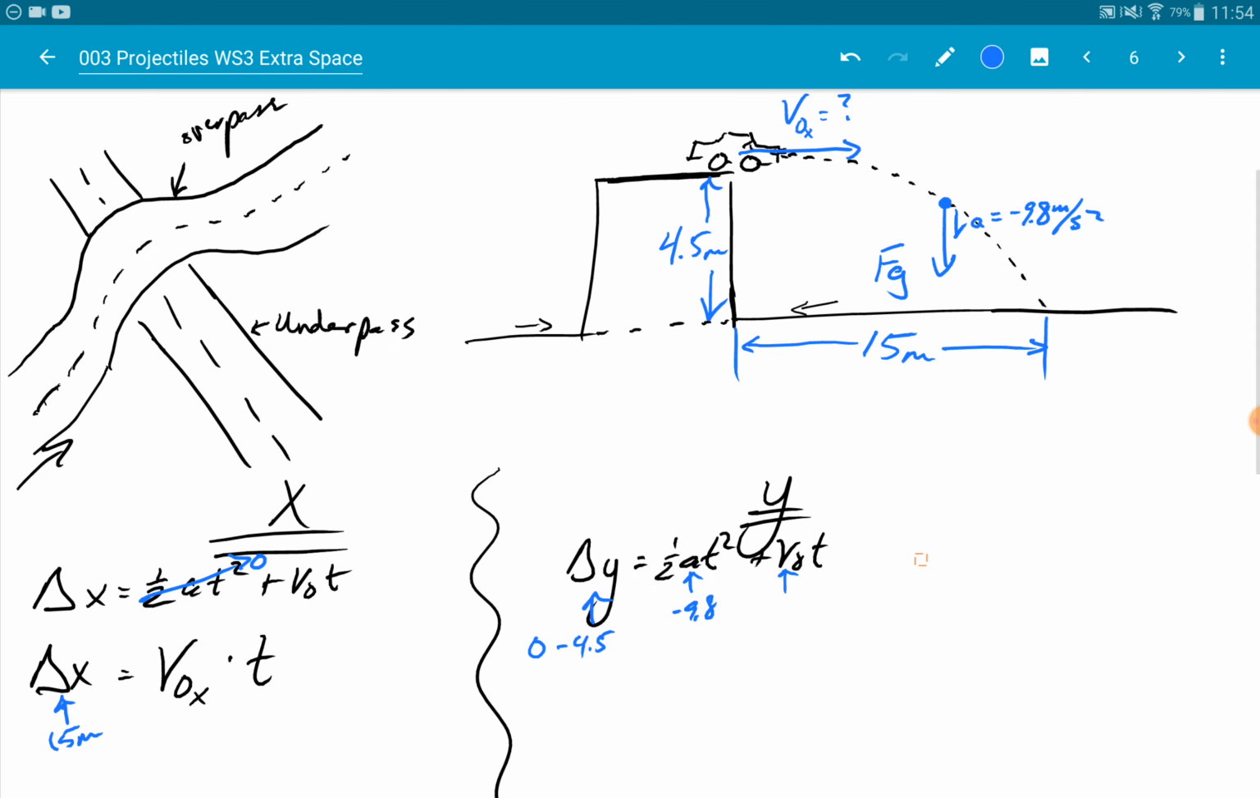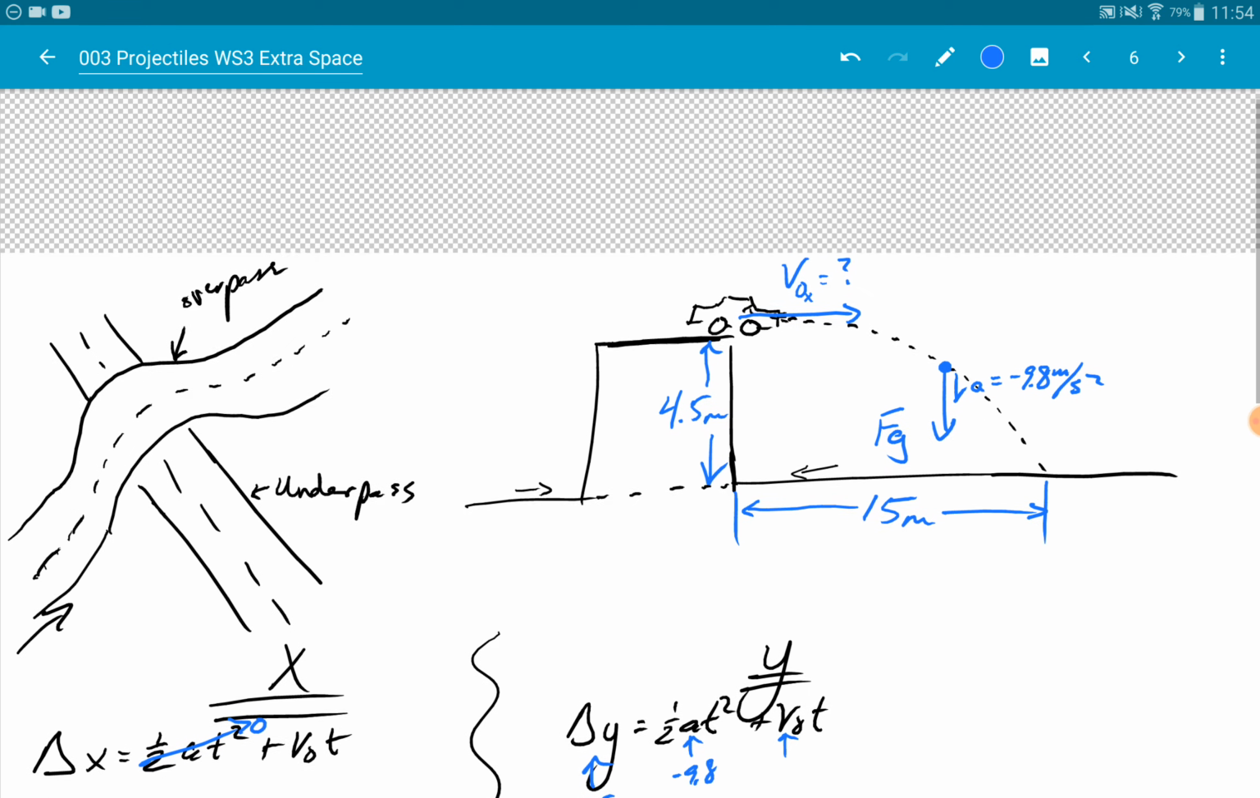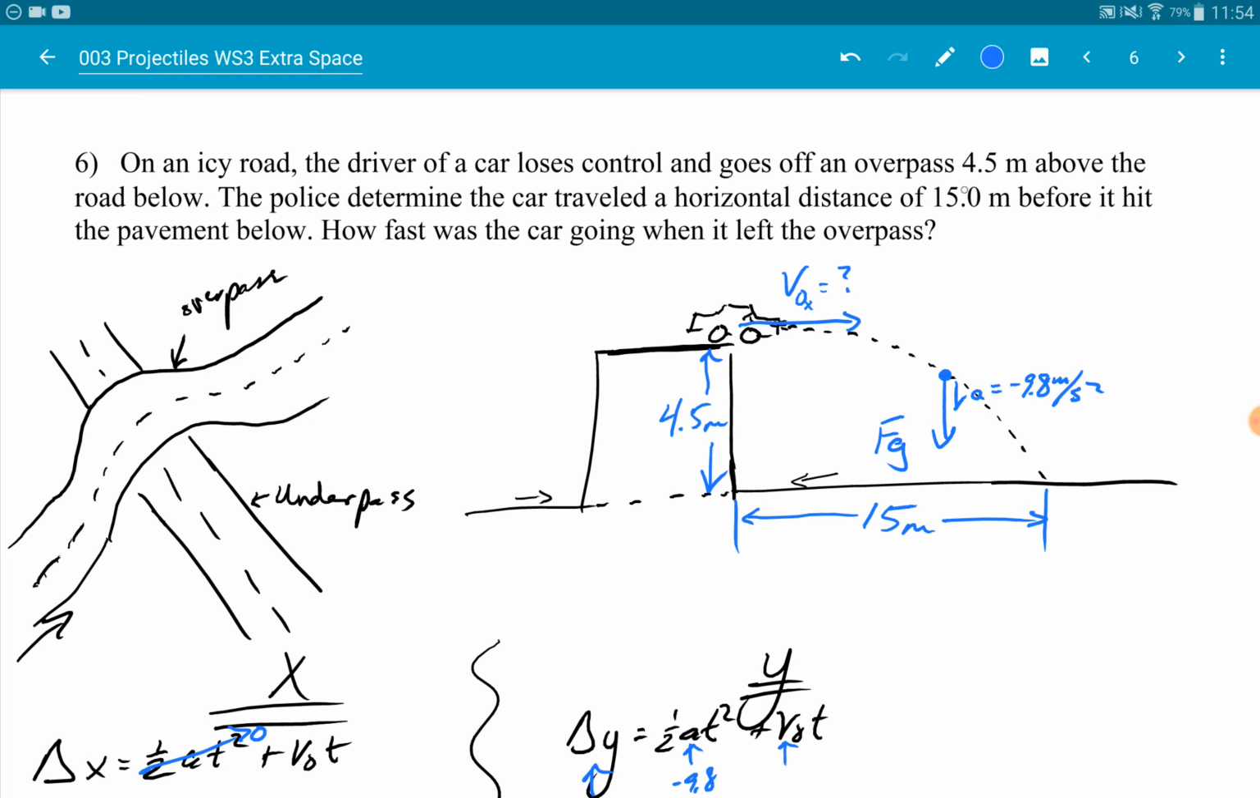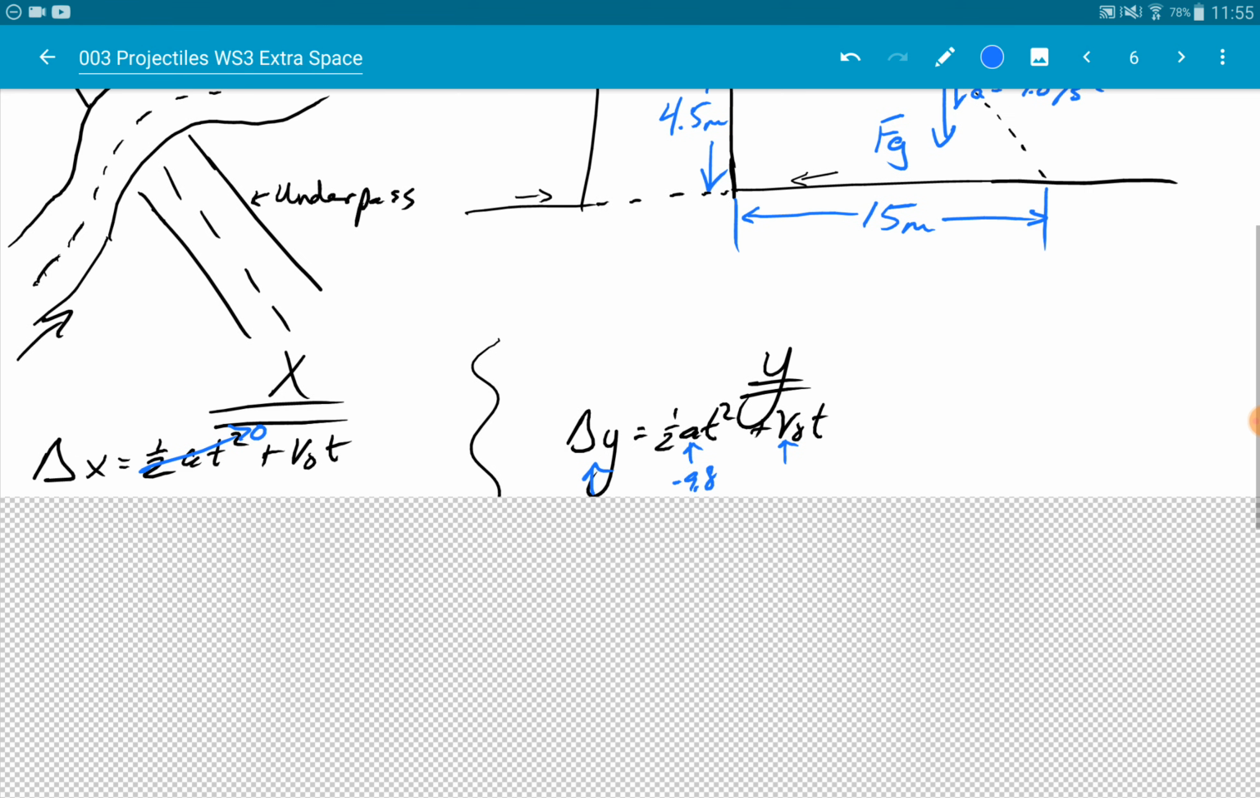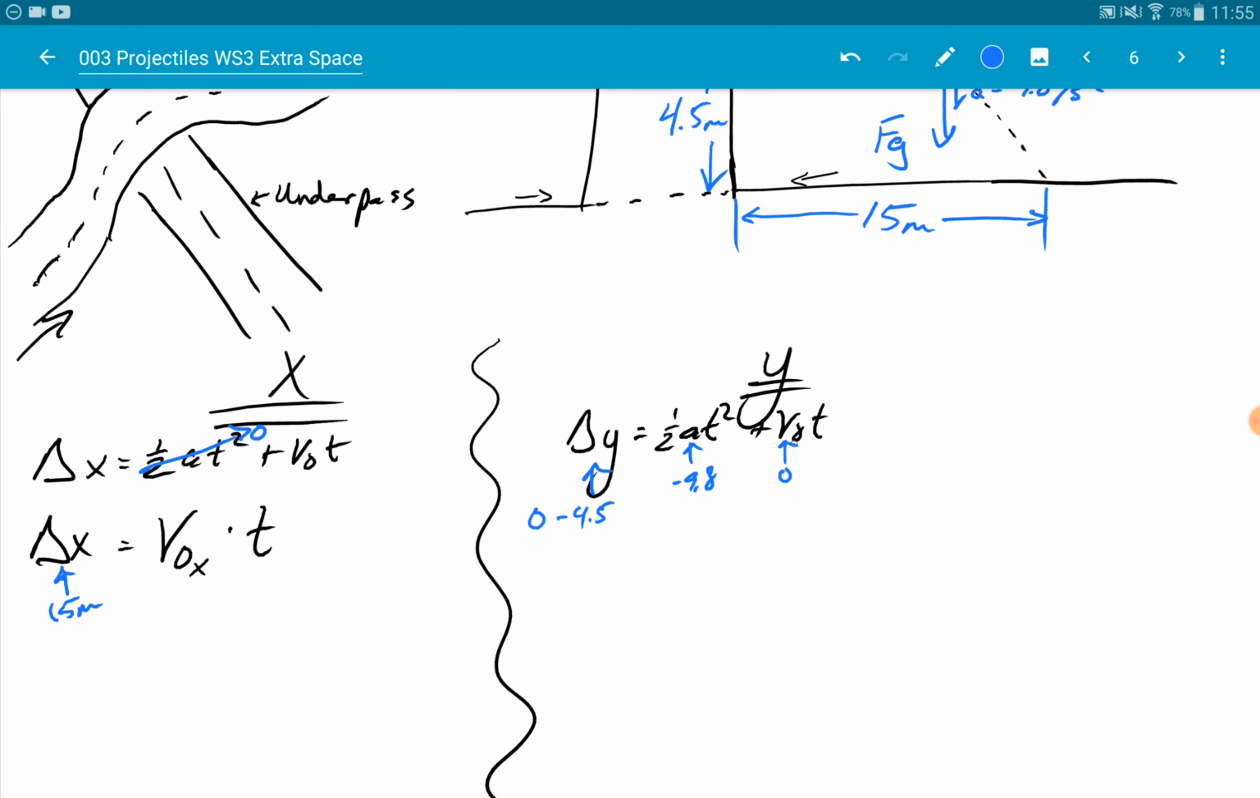Well, careful. It says that the car goes off, and I believe it says the police determined it has traveled a horizontal distance. Okay, cool. And so here it doesn't explicitly say it, but we're assuming that when it goes off this overpass, the overpass is level. You know, it's completely horizontal. Meaning that the velocity when it comes off is completely horizontal as well. So therefore, the velocity at the beginning in the y dimension is going to be 0. So we kind of have to read into that a little bit. When I do that, then I know that this beginning velocity, in the y dimension, must be 0. And now I'm just solving for time.